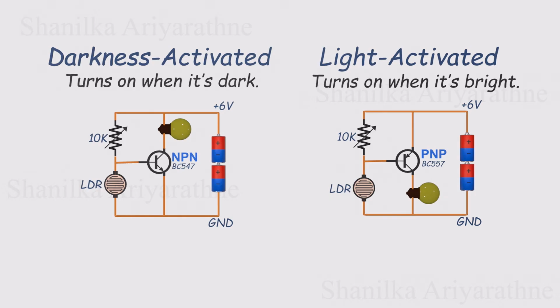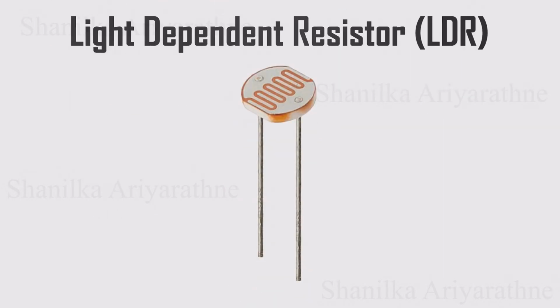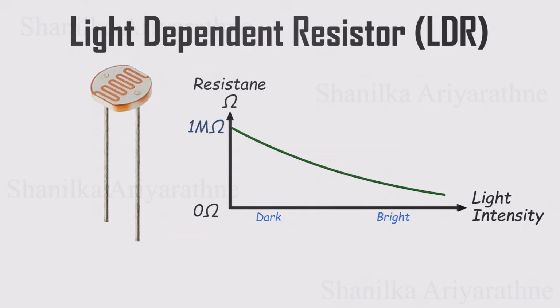To sense light, we'll use a light-dependent resistor, or LDR. An LDR changes its resistance based on how much light hits it. In complete darkness, its resistance can shoot up to around 1 megohm, but as light increases, the resistance drops, sometimes down to just a few hundred ohms.